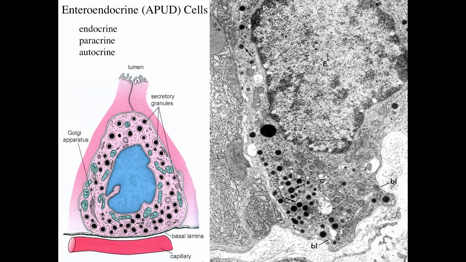Just again an example of the enteroendocrine cell, showing the electron micrograph of them, and note that it's polarized for secretion, but here secreting towards the basal lamina, so all the secretory vesicles towards the basal lamina. These cells function in an endocrine manner, in a paracrine manner, and maybe even in an autocrine manner.